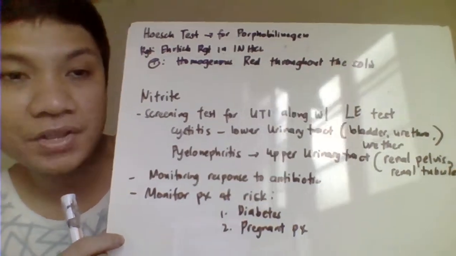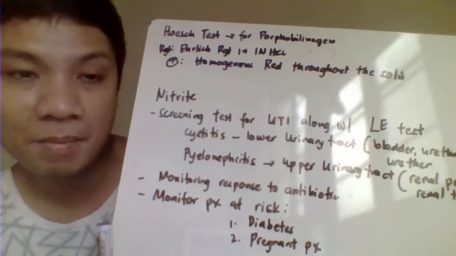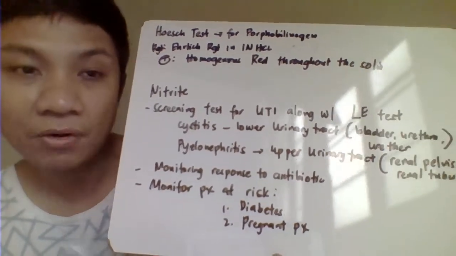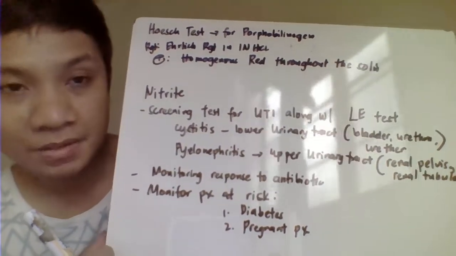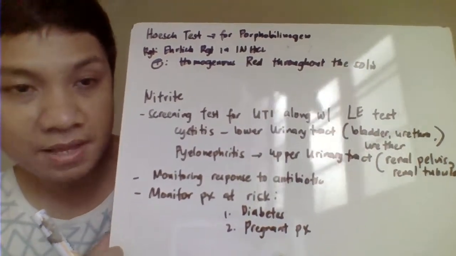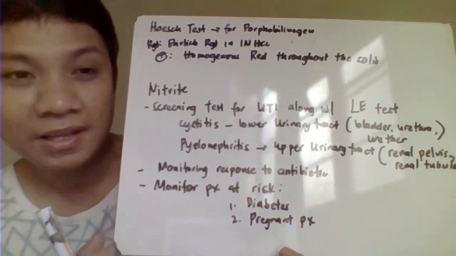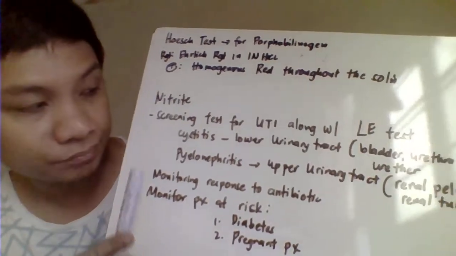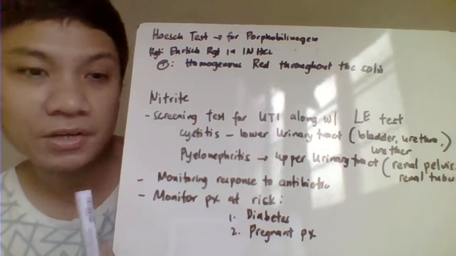We have here the test for nitrite. The nitrite test pad is a screening test primarily for urinary tract infection. This is in accordance with the leukocyte esterase, another test pad. Both of them try to identify urinary tract infection related to a bacterial infection. Okay, this test here would identify the presence of urinary tract infection.